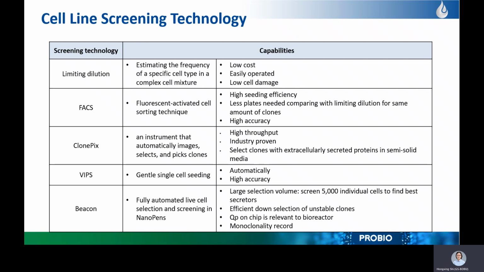VIPS is equipment that can replace manual plating operations and needs to be combined with an imager to record monoclonal pictures. Beacon is fully automated, which can shorten the time for clone screening and evaluation, and the process has image data.